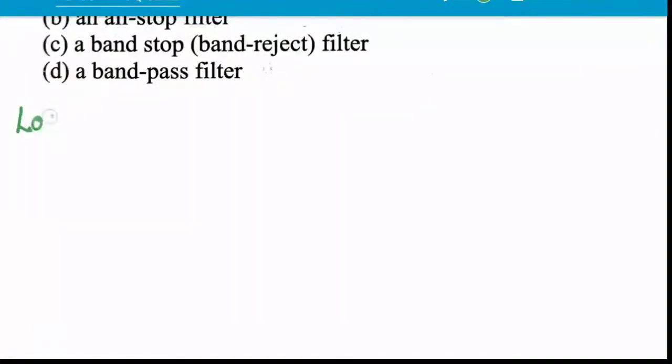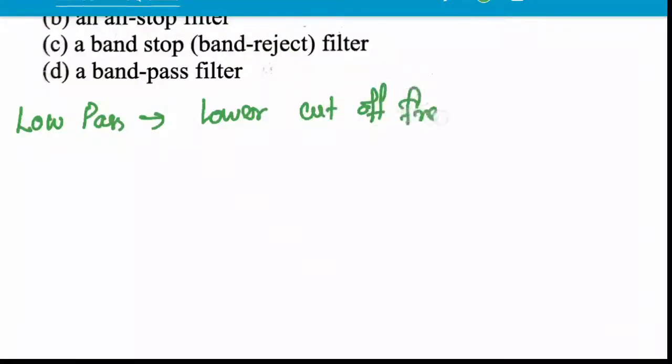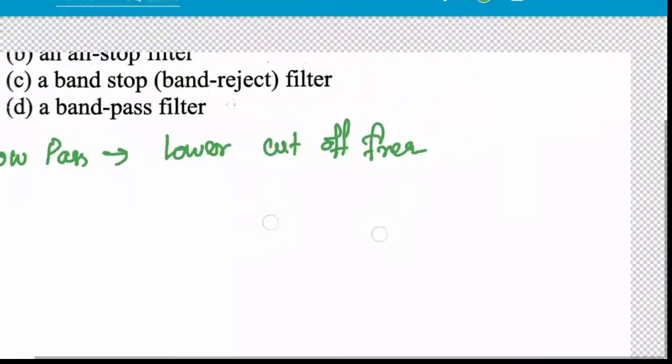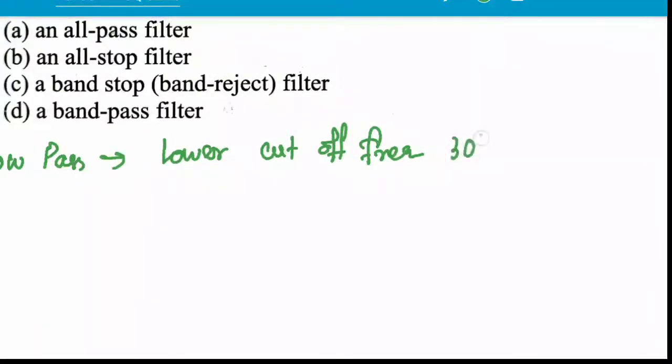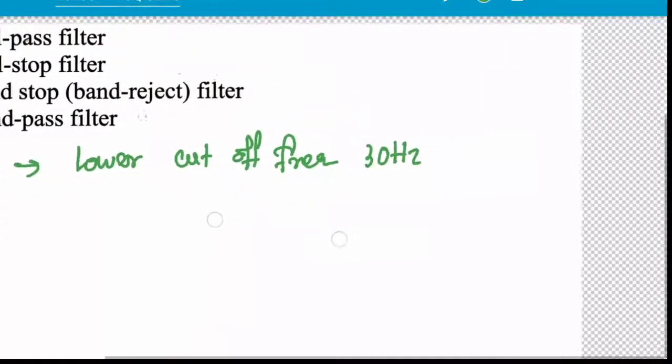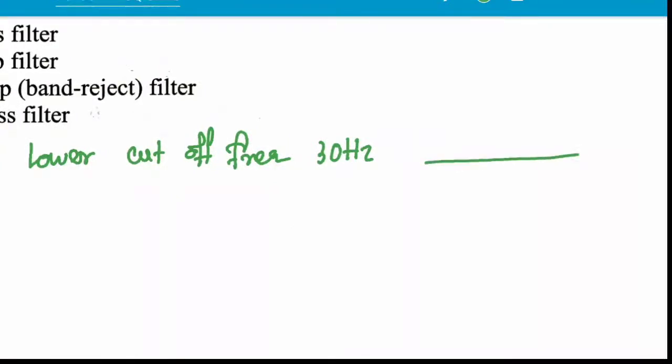For a low pass filter, there is a lower cutoff frequency, and here it is given as 30 Hz. That means a low pass filter will pass the lower frequencies. That means this frequency range it will pass, and this is 30 Hz.